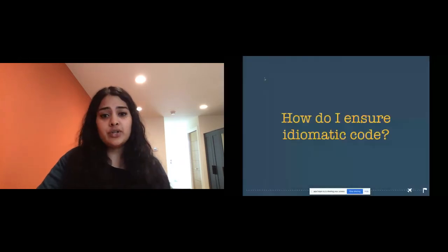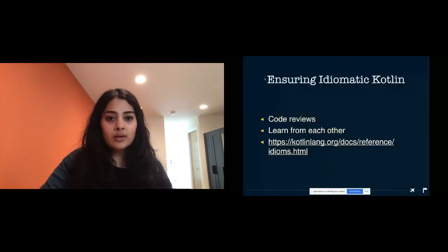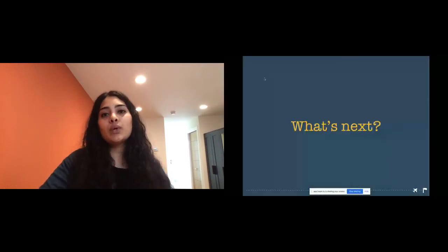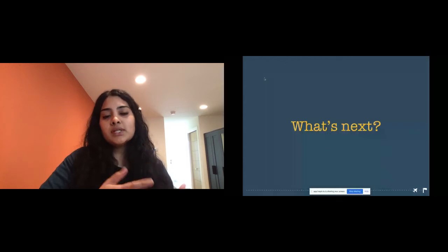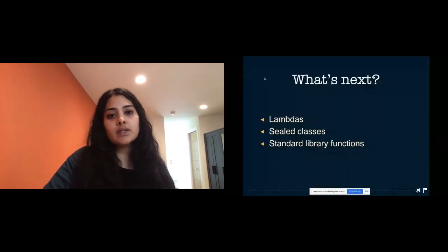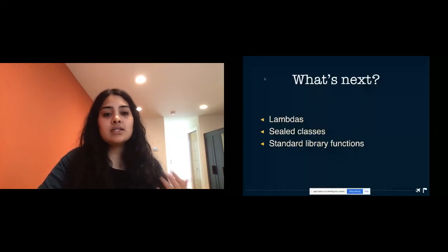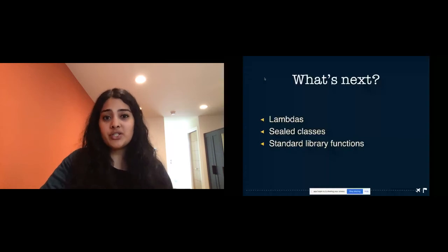So how do I ensure idiomatic code? Well, the best way is to do this through code reviews and learning and growing from each other on the team. Kotlinlang.org also provides a list of idioms that you can refer to get started. So what's next? Well, we've only touched the surface of what it means to use idiomatic Kotlin. You can also consider using lambdas for code simplification, or represent states using sealed classes, or explore the many standard library functions that are out there.